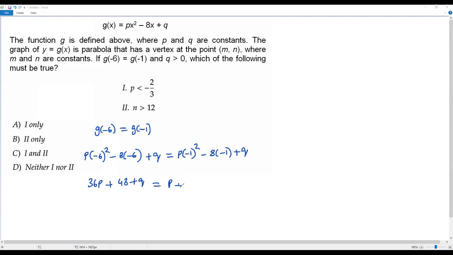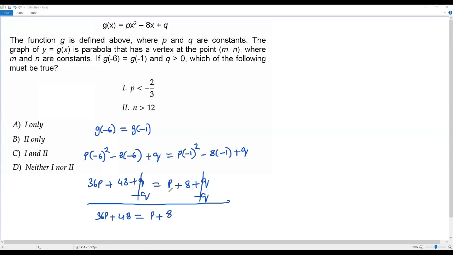Equals the evaluation of -1 whole square, which is just 1. 1 times p is p. Negative times negative will become positive, 8, plus q. Okay, now we find a positive q on both sides. So if I subtract q from both sides, I'll be able to eliminate q and get the equation in terms of the constant p, so that I can verify the first statement easily. Now let's subtract q from both sides. When I do so, the positive q and negative q will cancel out. I'm getting 36p plus 48 equals p plus 8.